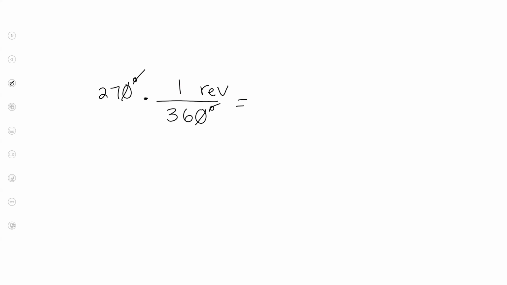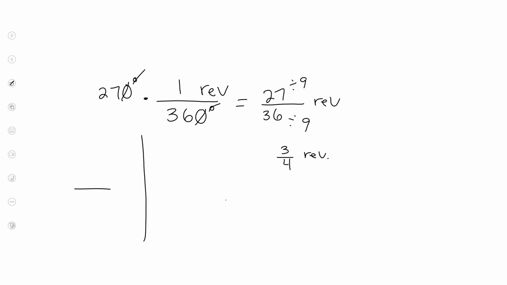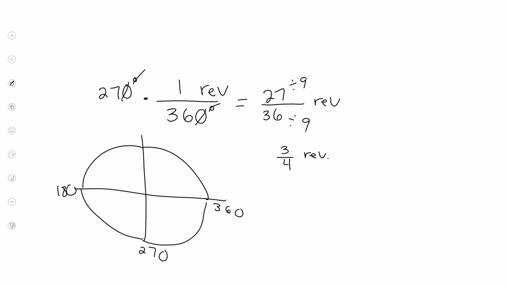270 over 360, so I get 27 over 36 revolutions. And let's simplify this. Yep, divide both by 9. 3/4 revolutions. And that makes sense because when you think about a circle, this is 90 degrees, 180, 270, 360. So that was 3/4. This is 3/4 of a revolution.